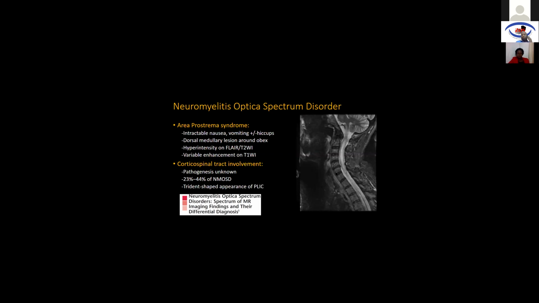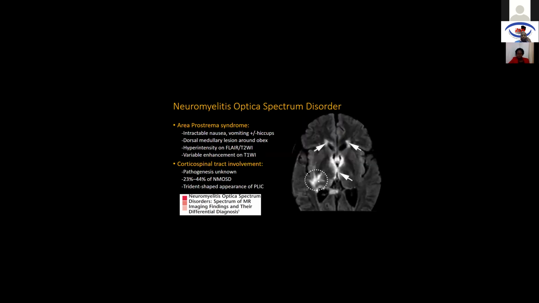Occasionally, you can see corticospinal tract involvement. I myself have not seen one. I've taken this from the literature. The actual cause of this is not known. This is not an area where we normally see aquaporin 4 channels, but it is seen in around 23 to 44% of NMOSD patients. When it affects the posterior limb of the internal capsule, it causes this very typical trident-shaped appearance where edema extends into the PLIC, the subinsular white matter, as well as the temporal lobe, giving you that kind of trident appearance.